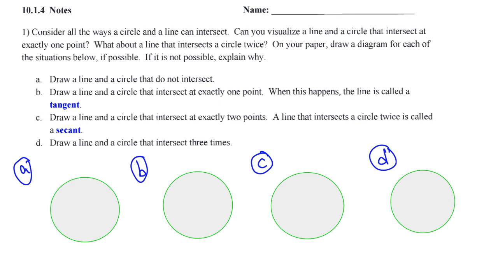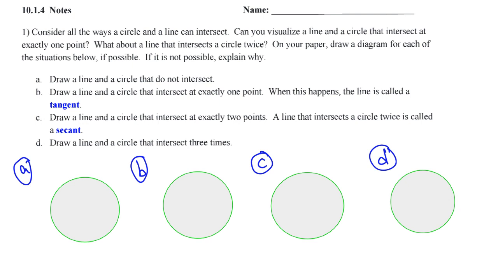Consider all the ways a circle and a line can intersect. Can you visualize a line and a circle that intersect at exactly one point? What about a line that intersects a circle twice? On your paper, draw a diagram for each one of the following situations, if possible. If it's not possible, explain why.